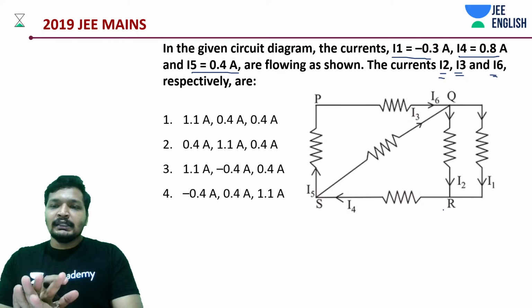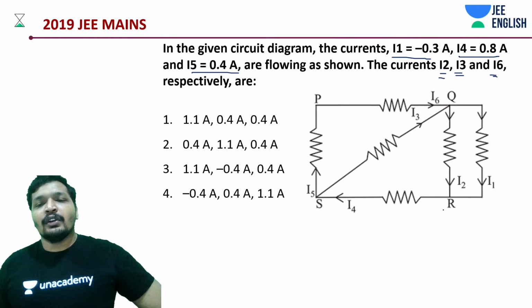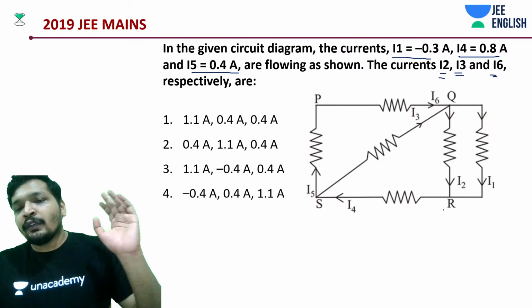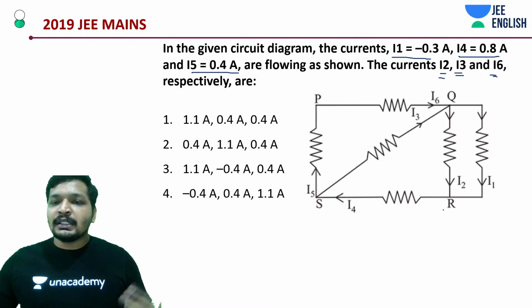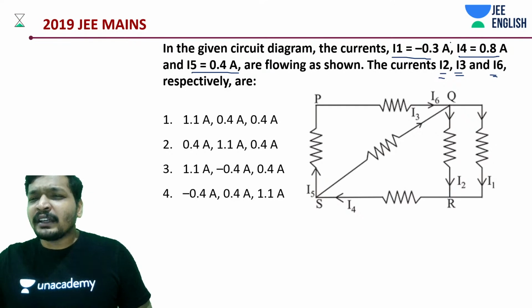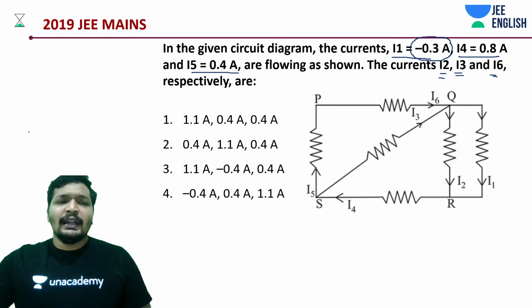So notice this thing, some currents are given to you. Probably it's only about the junction law. We are not even going to get into KVL. These kind of questions are a cakewalk. But you don't want to make any mistakes around this. So the only confusing factor could be minus 0.3. Minus 0.3 indicates what? A negative value is given to you.